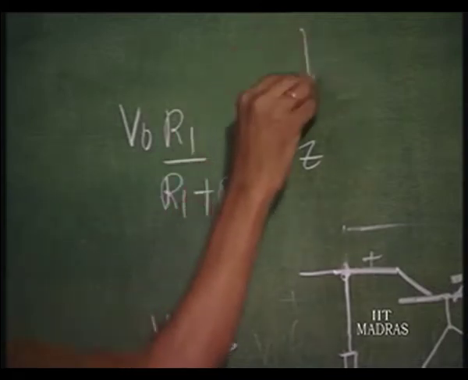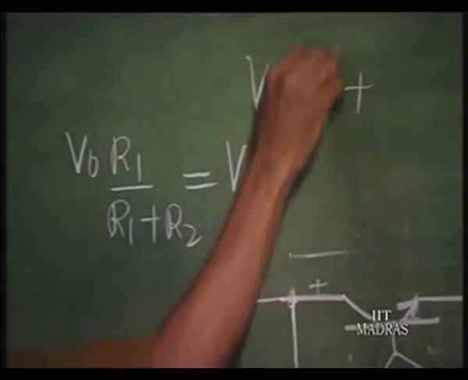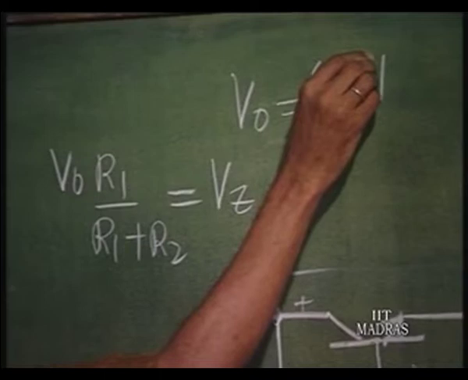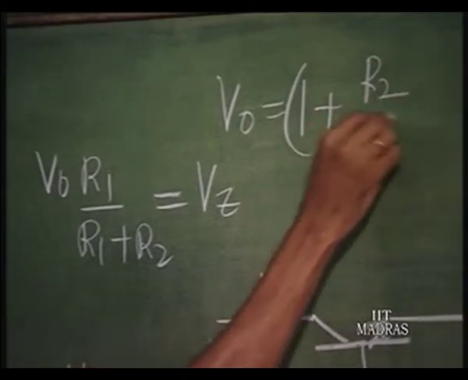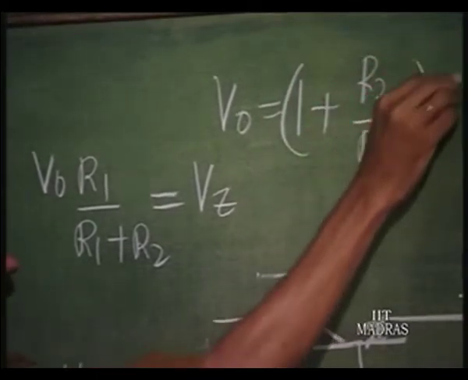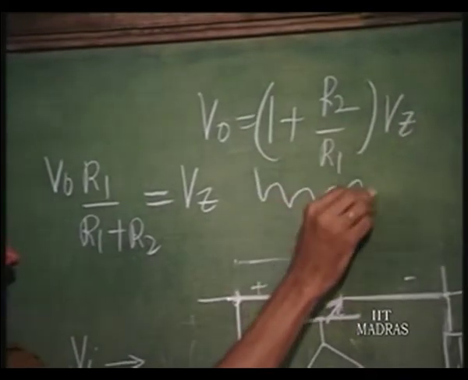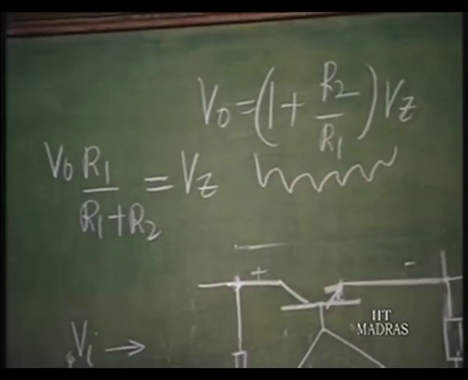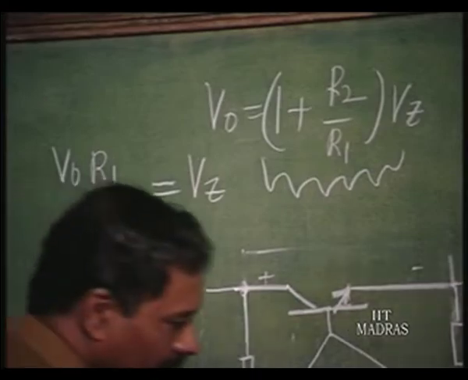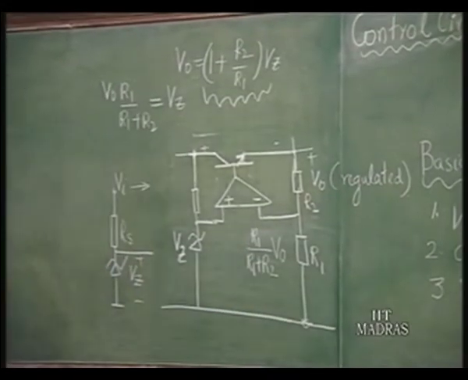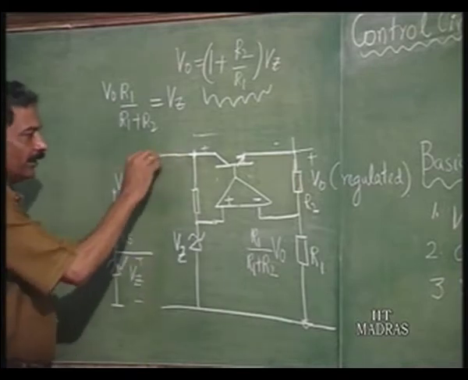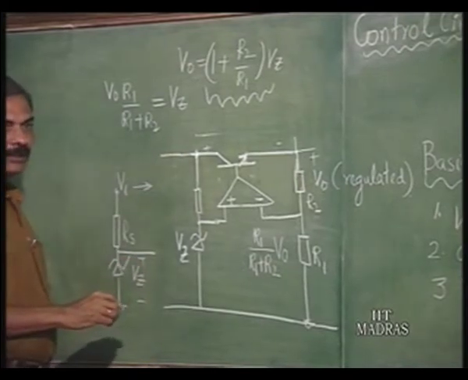Okay. So, V naught is 1 plus R2 by R1 times Vz. So, this is a nice voltage regulator for you. Output voltage is independent of the input.